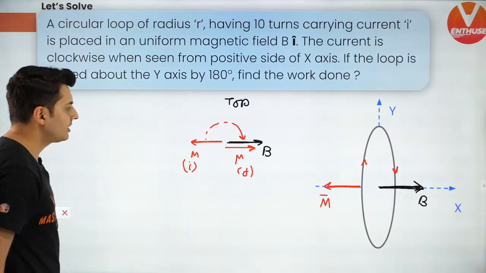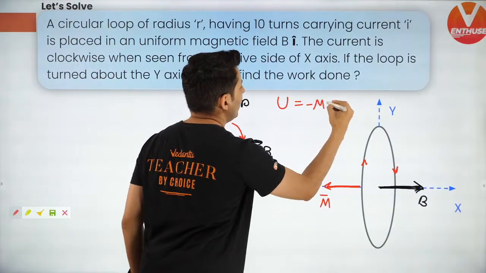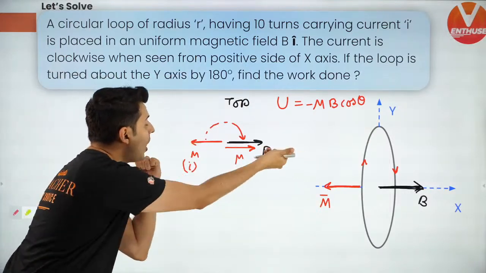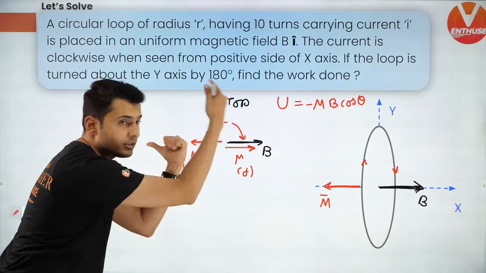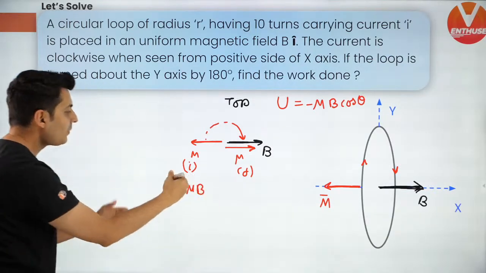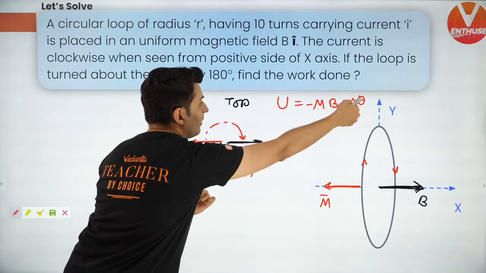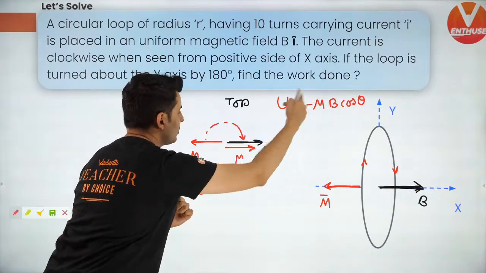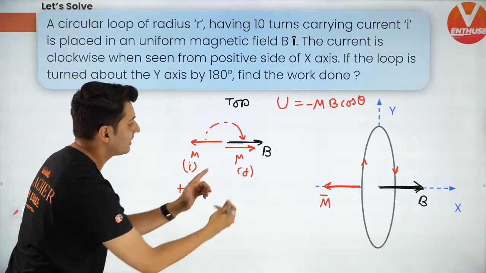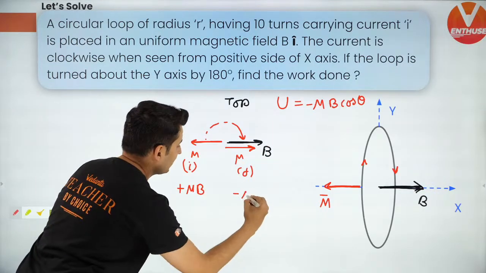What is the initial potential energy? Think about it, minus M dot B. If you have forgotten, I'll write it here: minus MB cos theta, guys. So when it is opposite, cos 180 is minus 1, and minus minus will become plus. So plus MB when it is opposite. I hope this is clear. And when you turn it here, what will be the answer, guys? M and B are in the same direction. Cos 0 is 1. So it will be minus MB.